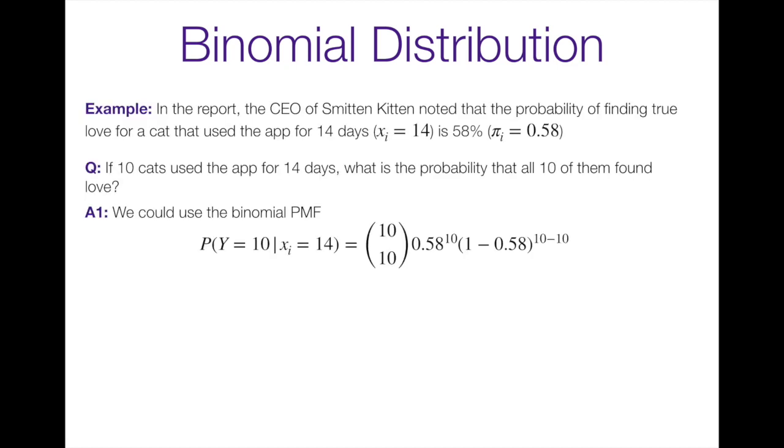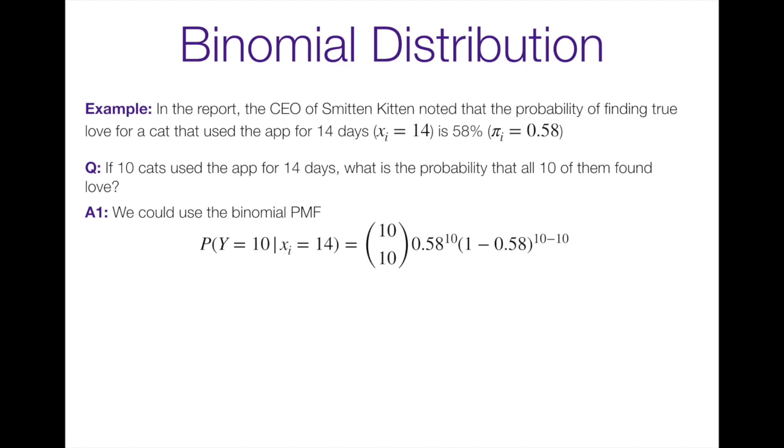So next up, we'll do an example. Suppose in that report, the CEO of Smitten Kitten also noted that the probability of finding true love for a cat that used the app for 14 days, there's our x, is 58%. There's our pi. If 10 cats used the app for 14 days, so maybe we look at our data, we see that's how many cats we had that used it for 14 days, what's the probability that all 10 of them found love? We could calculate this in 2 ways.